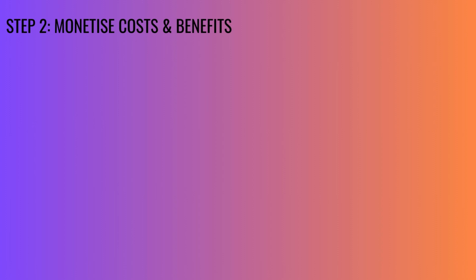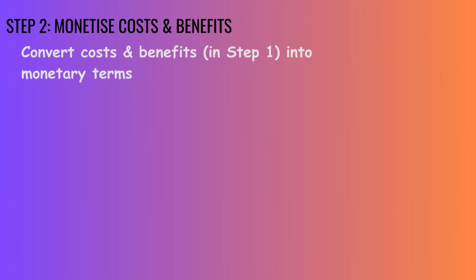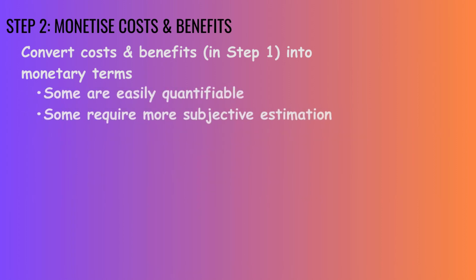Step 2. Monetize costs and benefits. In this step, we aim to translate the costs and benefits identified in Step 1 into monetary terms, where certain elements are straightforward to quantify, others demand subjective estimation.